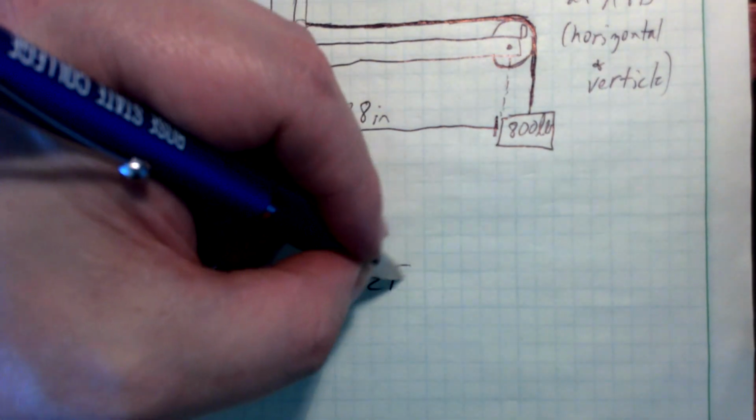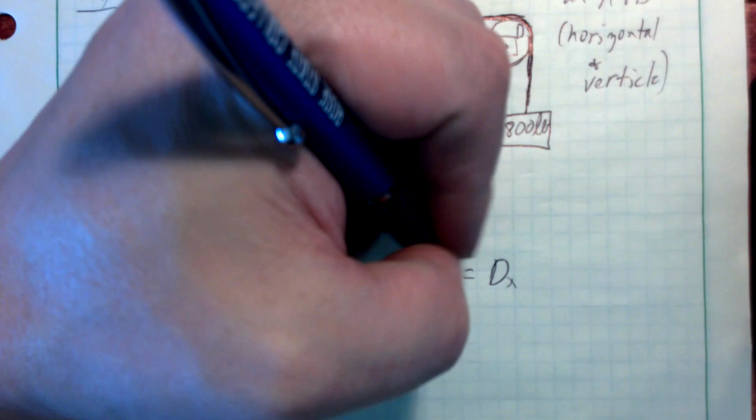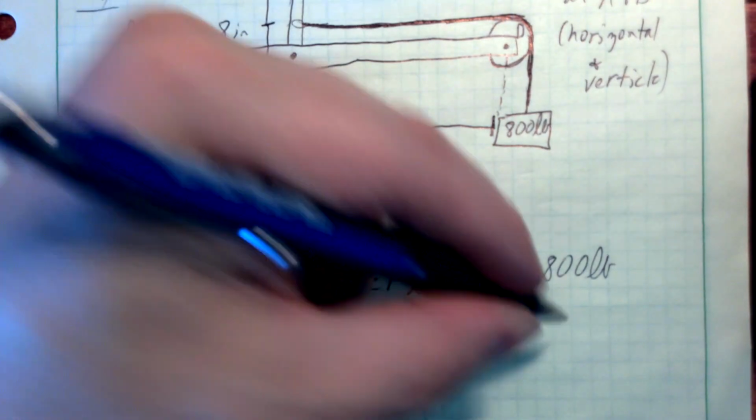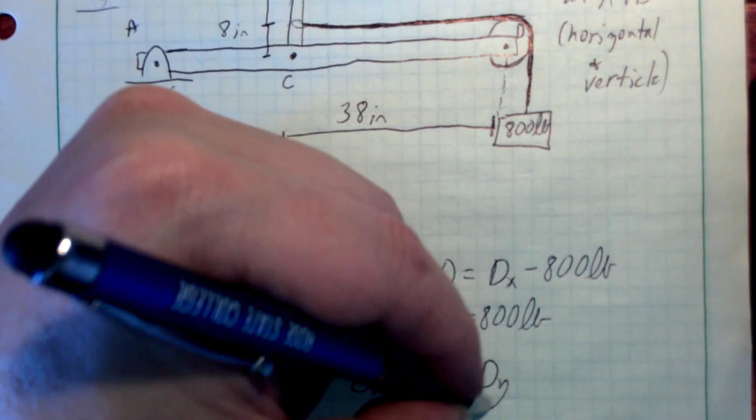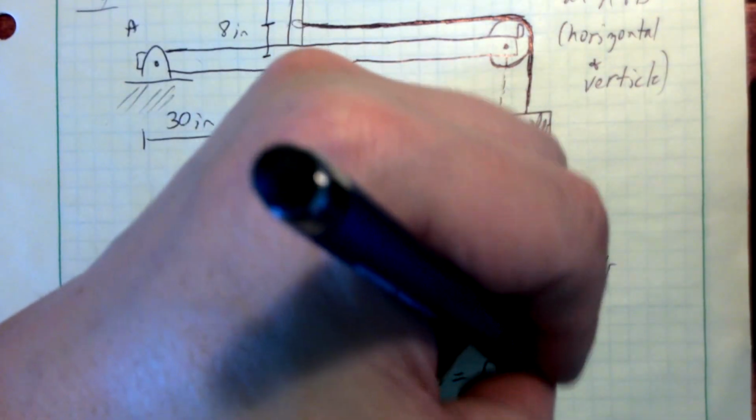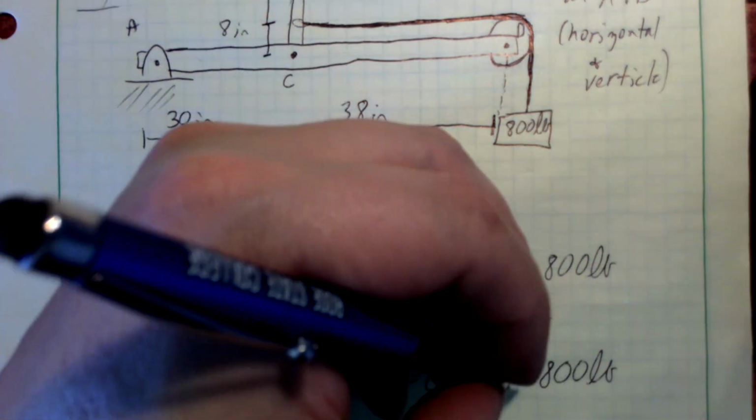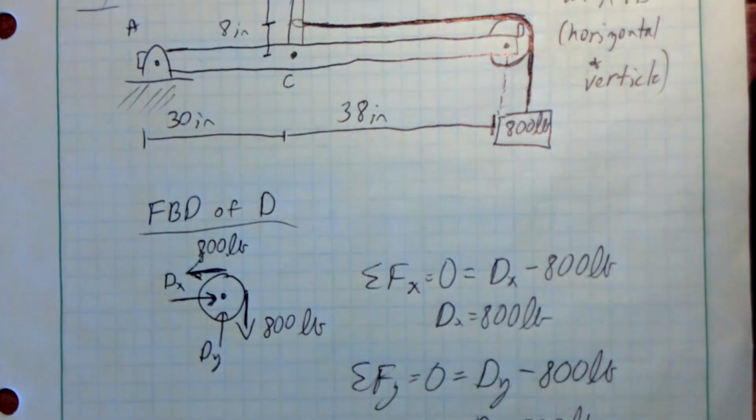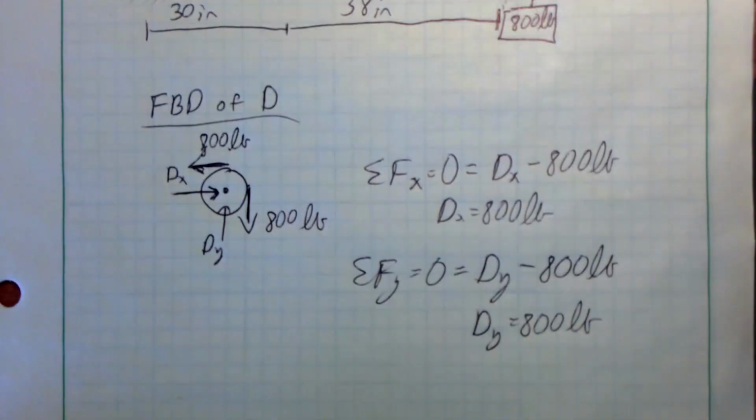So that's not too bad. I should just need two equations for this. Sum of forces in the x direction, I've got D, that's equal to 0. That means 0 is equal to dx minus 800 pounds. dx is equal to 800 pounds. That's easy. Okay. Sum of forces in the y direction equal to 0. I've drawn dy positive and 800 pounds negative. So 0 is equal to dy minus 800 pounds. That's just simply dy is equal to 800 pounds. Easy enough. All right. One free body diagram, two unknowns, two equations, two unknowns. Go.